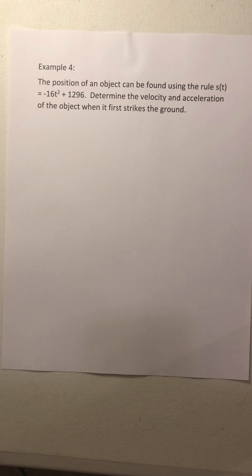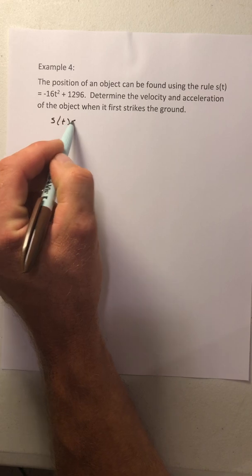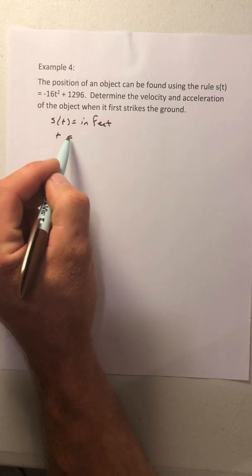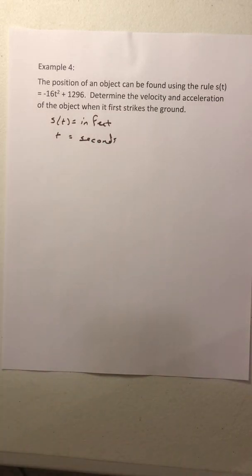I guess we should probably put some units on this. I didn't put any units in there. Let's say s of t is given in feet, and our time is going to be in seconds. We'll go ahead and put that notation in there. Probably should have done that as well.